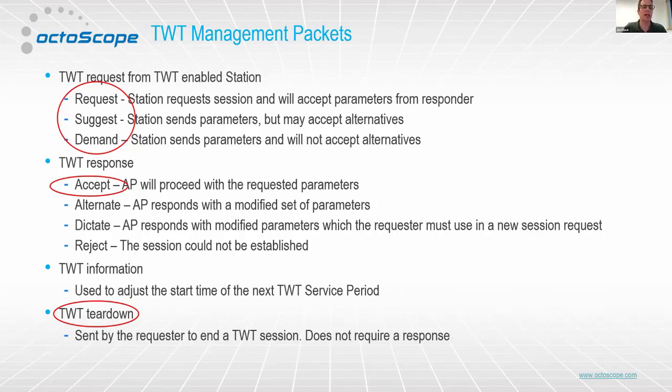So the AP side can send a response of an accept if it agrees with the parameters that were sent, and that would open up a session. If it wants to change them, it can use an alternate message to send back a modified set of parameters. In that case, the client will need to take a look at those parameters and either suggest a different set or send those back as a request, and then they would agree on them. The AP also has the option to dictate parameters, which the station must agree to if they're going to set up a session. And if the negotiations get to a point where they're not agreeing, then the AP is going to issue a reject, and that's going to end the session.